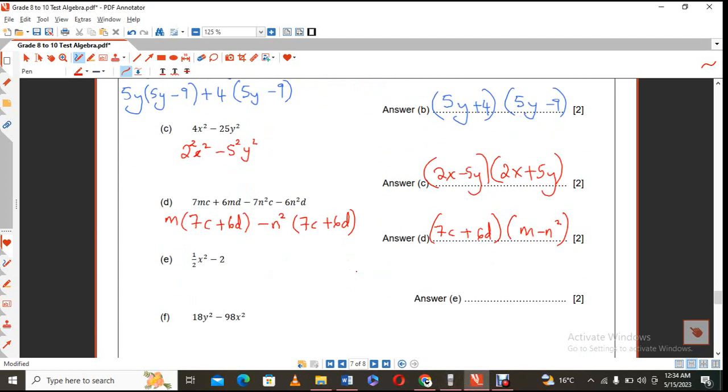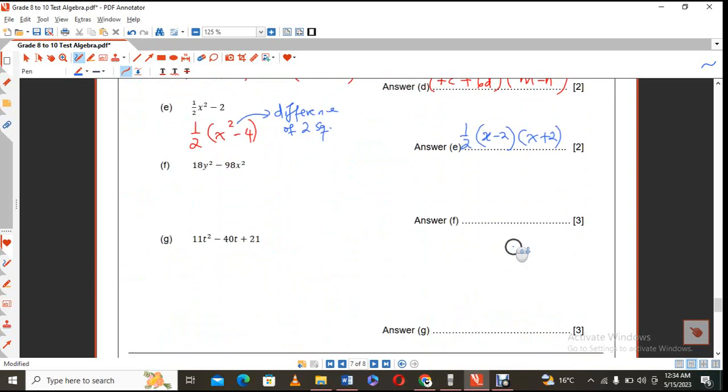This one is not so tricky, or it's not so easy to see. However, a half is a common factor, and when you take out a half, you're going to have 4 halves into 2. Now, we're not particularly done, because inside the bracket, we still have the difference of two squares, and you should be able to see that. So at the end of the day, a half is outside, then x minus 2, and then x plus 2. You have to factorize completely.